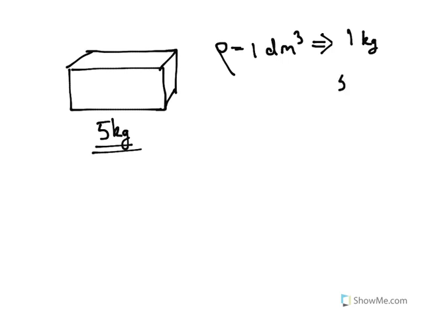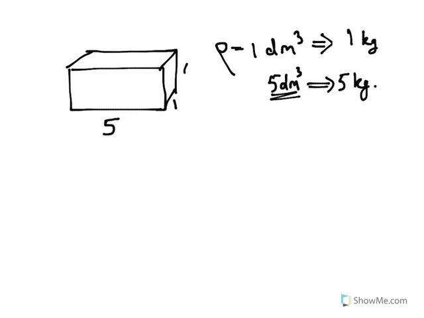So if we're going to have a block of chocolate that weighs 5 kilos, we're going to need 5 decimeters cubed of chocolate. So we need to come up with some dimensions of how we could make 5 decimeters cubed. The easiest one to come up with would be 5 in the length, 1 in the breadth, and 1 decimeter in the height. That would give us a volume of length times breadth times height, 5 times 1 times 1. That's the easiest one to do.